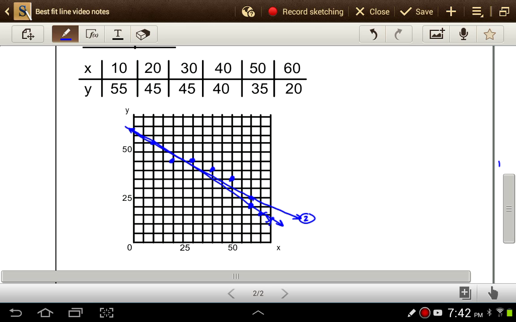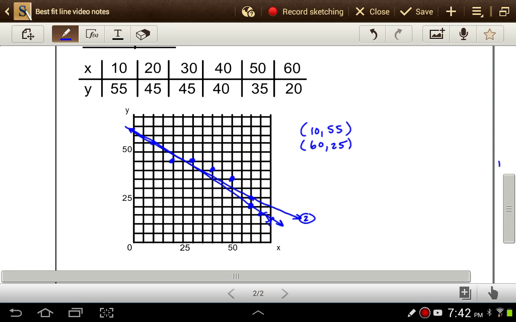So my 2 points are my first one, so that's (10, 55). And then my second one, which is (60, 25). I'm not using the 55 or the 20 they gave me. So there, that's a point not in my data, but I can still use it.